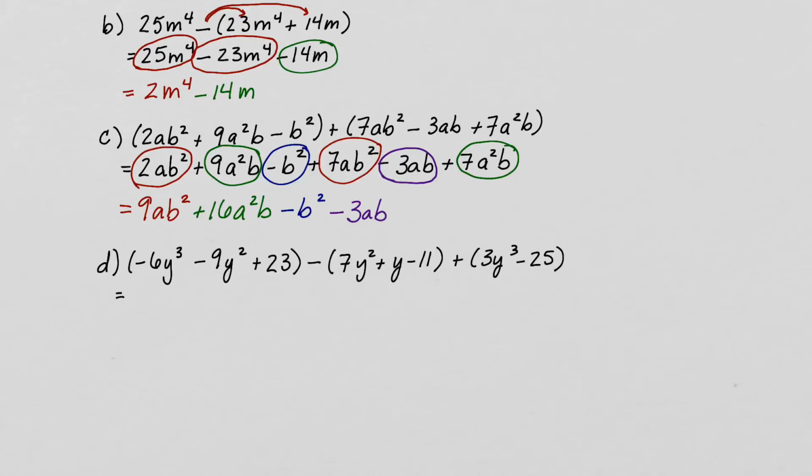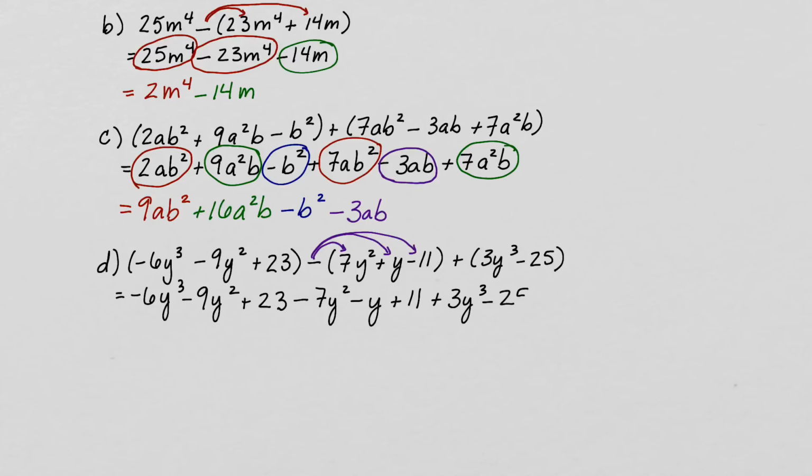Okay, so for the first piece, I'm just going to drop the parentheses. There's nothing to do out in front of the first piece. So we get minus 6y cubed minus 9y squared plus 23. In this second piece, I need to distribute this negative to each of these pieces. So we're going to end up with negative 7y squared minus y plus 11. And in this third piece, it's a plus sign, and when you have a plus sign, you don't have to do anything except drop the parentheses. So you'd have plus 3y cubed minus 25.